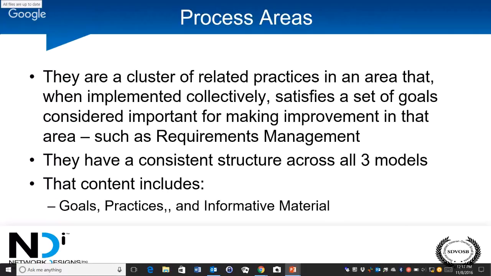What are process areas? We talked about that before when we talked about the models, such as a development model and what CMMI is as a model. Well, they are a cluster of related practices in an area that, when implemented collectively, satisfies a set of goals considered important for making improvement in that area.